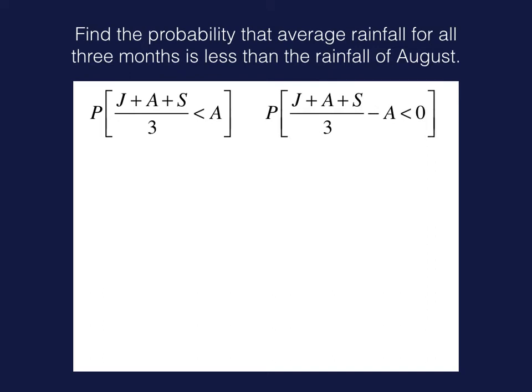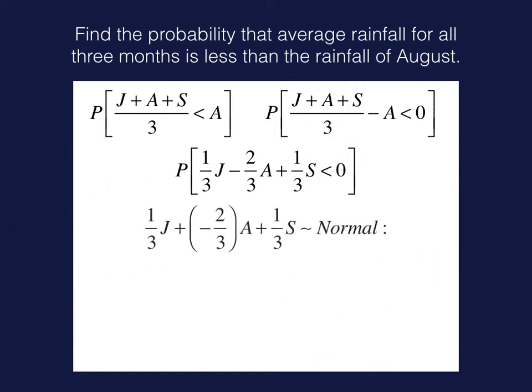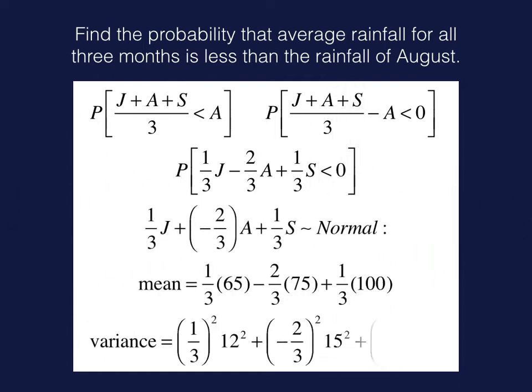I'm going to simplify the fraction. I'm going to break it up and simplify the numbers. So it's going to be 1/3 j minus 2/3 a plus 1/3 s. And I want the probability this is less than 0. So I have to find the distribution of 1/3 j minus 2/3 a plus 1/3 s. And it's normal with the mean and variance you see here.